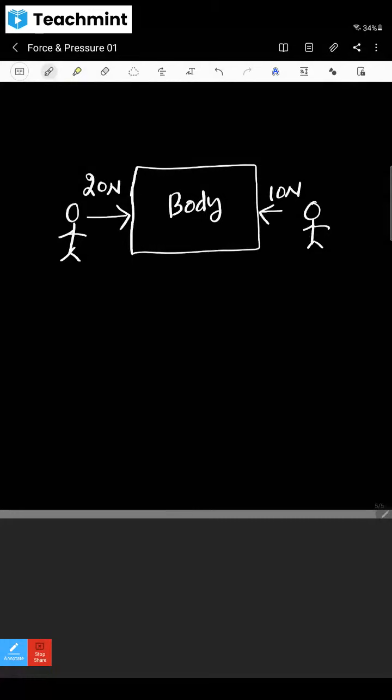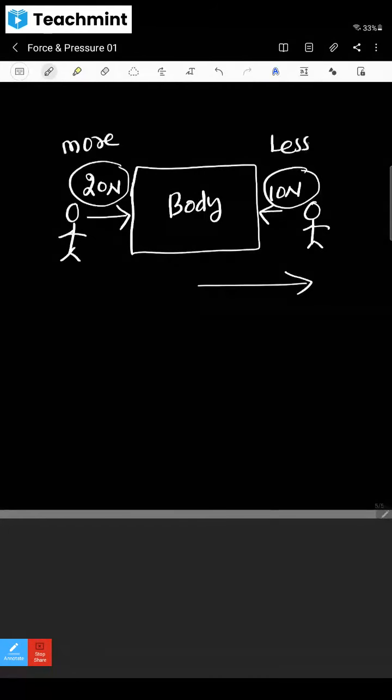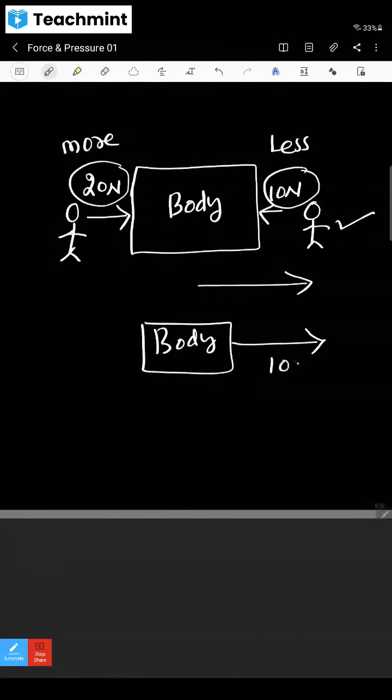Now where this body will move, tell me. Towards right or towards left? Please tell me. Towards right, sir. Yes, it will start to move towards right, because this force is more force, and this force, whatever 10 Newton is there, is less force. Don't you think they are called unbalanced forces? Now it will move towards right. Even though this person is trying to apply force, the body will move in this direction with how much force? With 10 Newton net force, no?